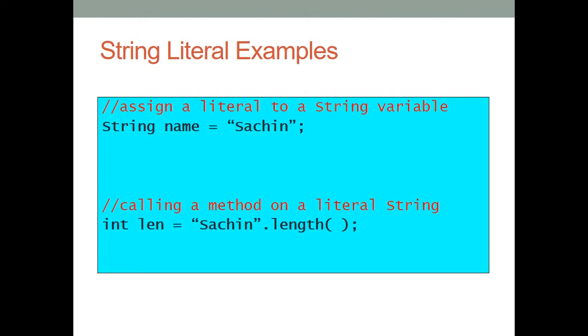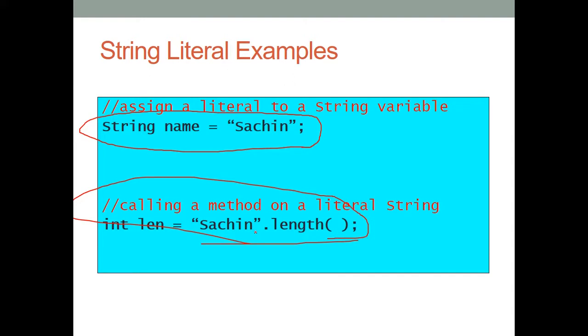We can assign a literal to a string variable and create the literal object, like String name equal to Sachin. Calling a method on a literal string: int length equal to Sachin dot length, we can call it like that also. Directly we have the object Sachin and we can call the length method. So it will give you the data, for example 1 2 3 4 5 6, so the length is 6.